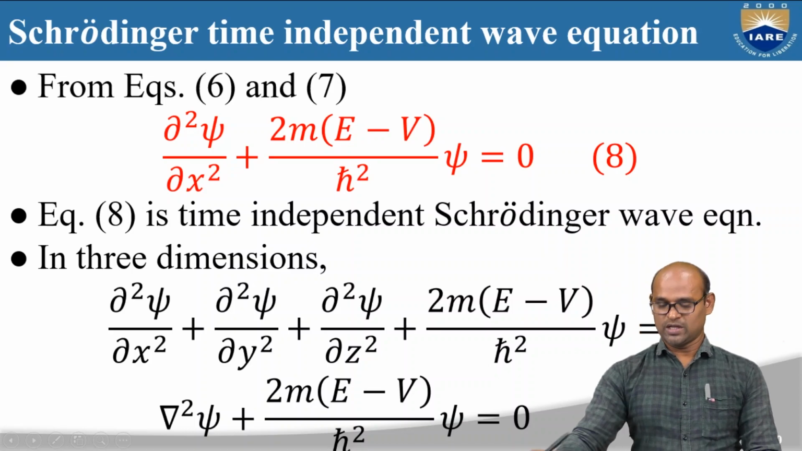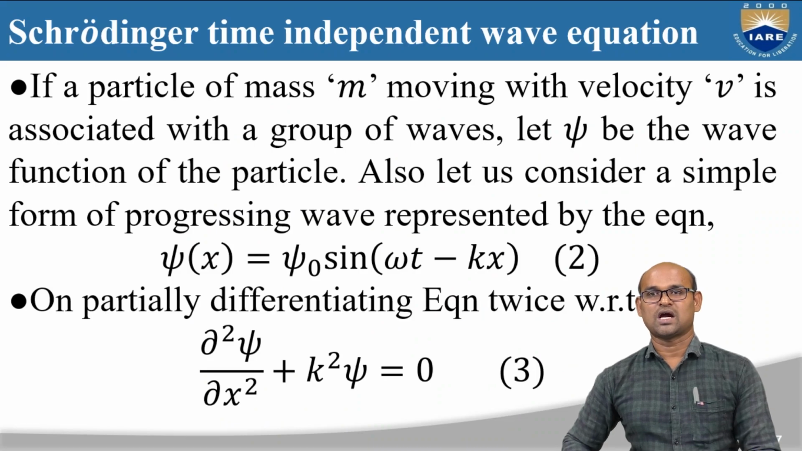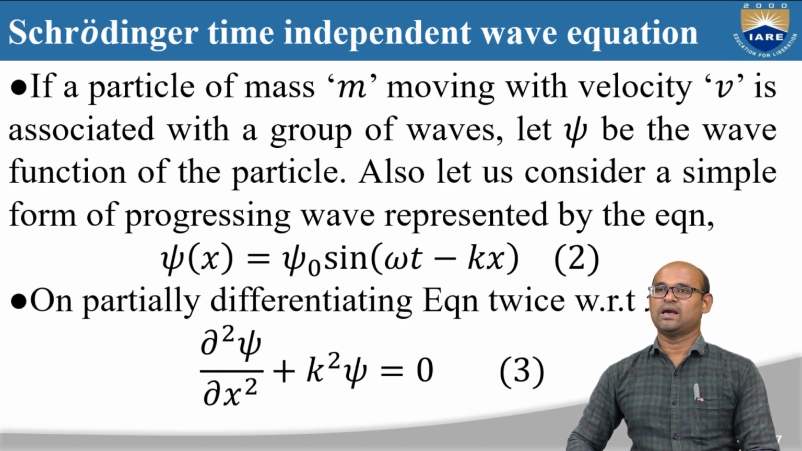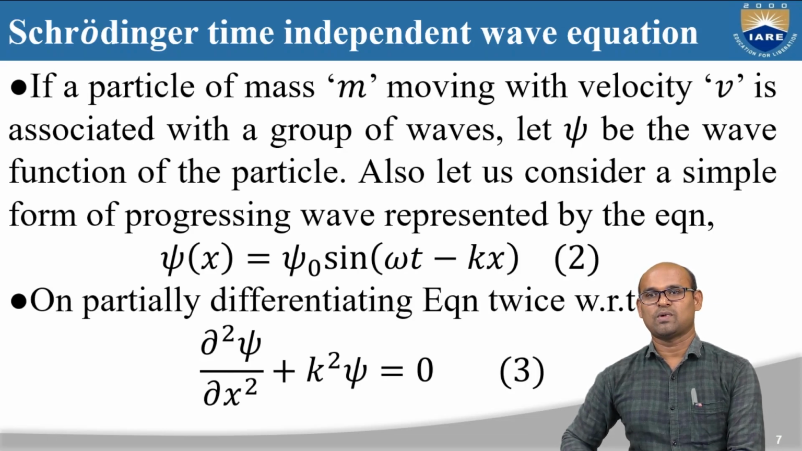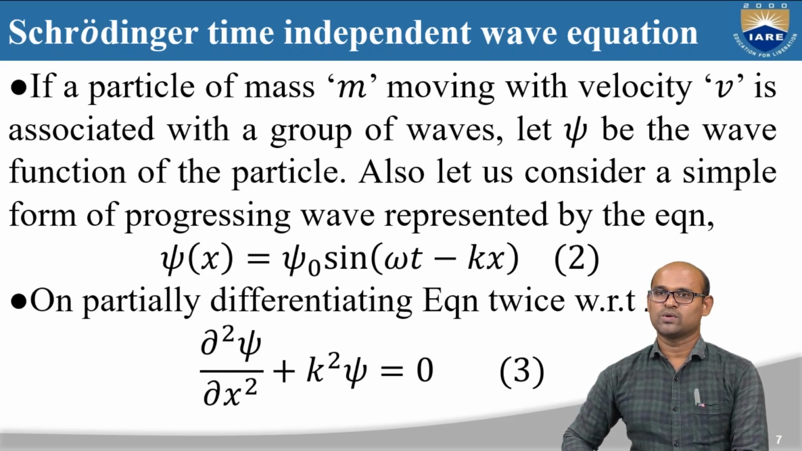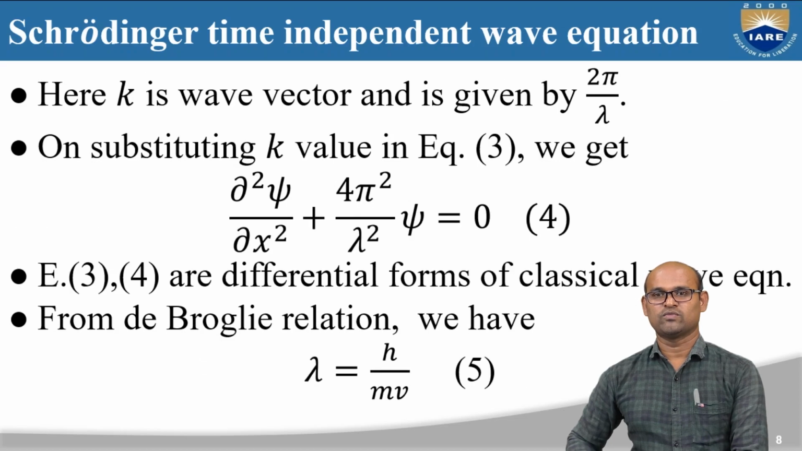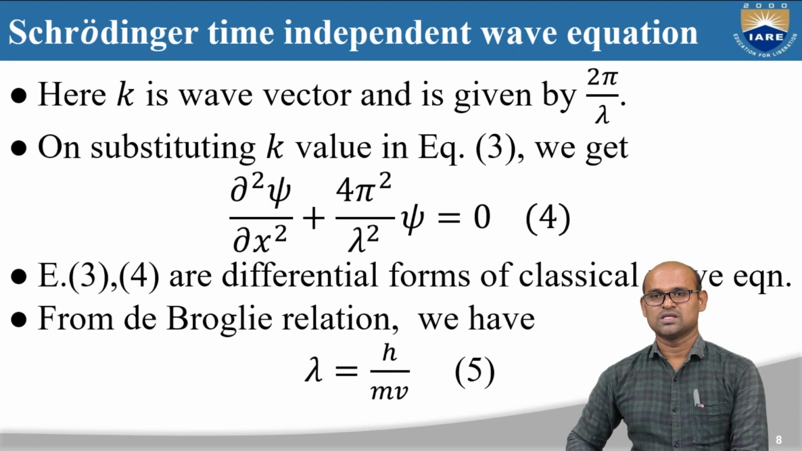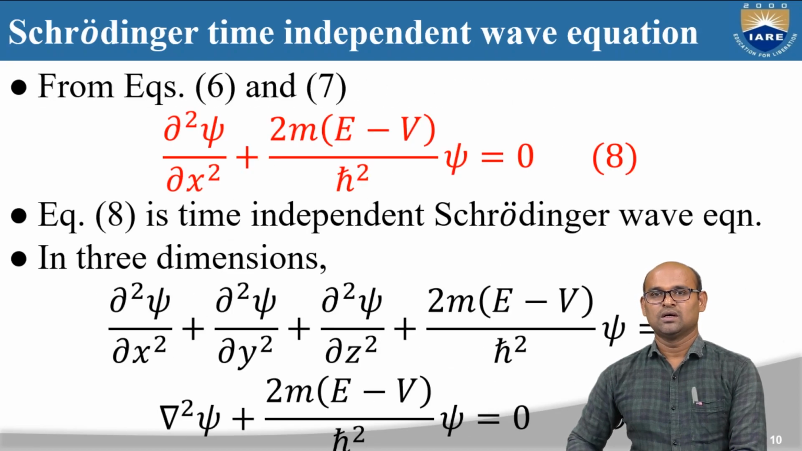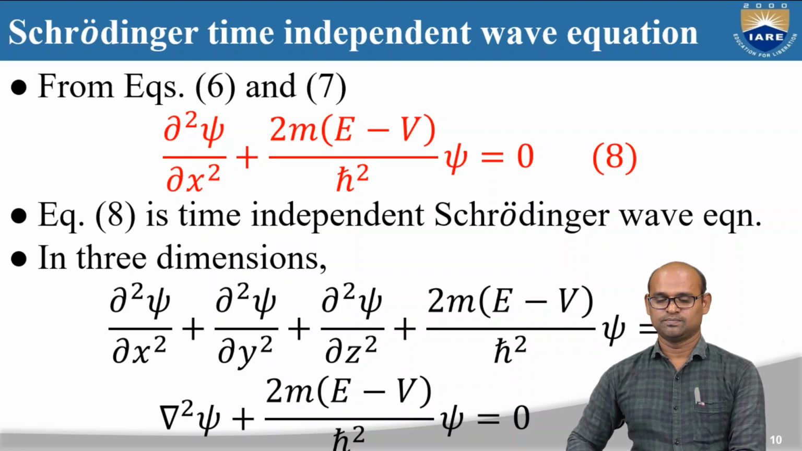So we have looked at the derivation of the time independent Schrodinger wave equation starting with a particle, a microparticle of mass m moving with velocity v. Then we assumed that there is a wave function associated with this particle, because each particle is going to have its wave nature. Then we assumed this progressing wave kind of wave function, differentiated the equation, got the second order differential equation, substituted the de Broglie wavelength hypothesis, and then finally we came up with this time independent Schrodinger wave equation in 1 dimension and 3 dimensions.